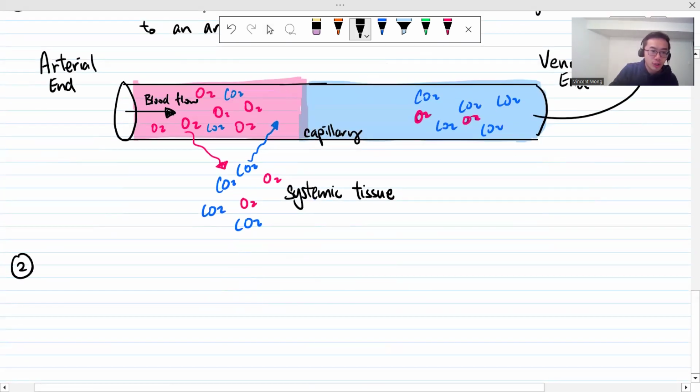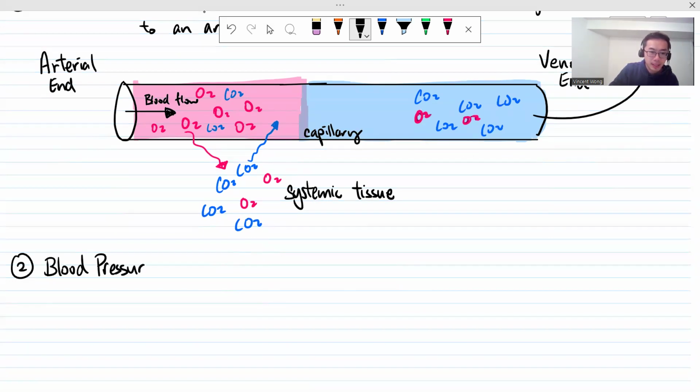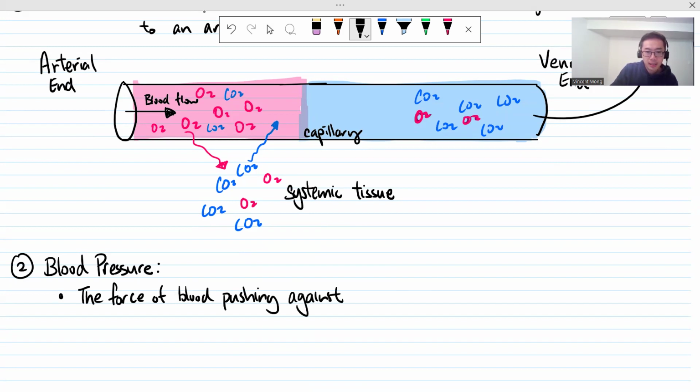Now we're going to talk about blood pressure next, number 2. And I need you to draw a new diagram, okay? New diagram, the bigger, the better. Blood pressure, in a bit. Let's take some notes first. What is blood pressure? Blood pressure is the force of blood pushing against the vessel wall.